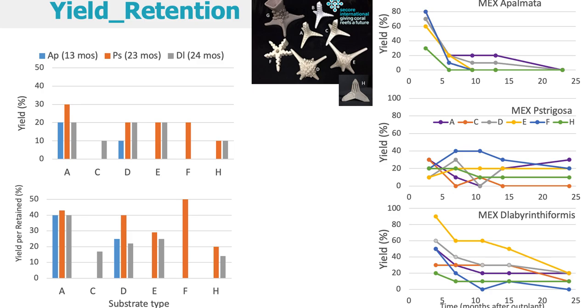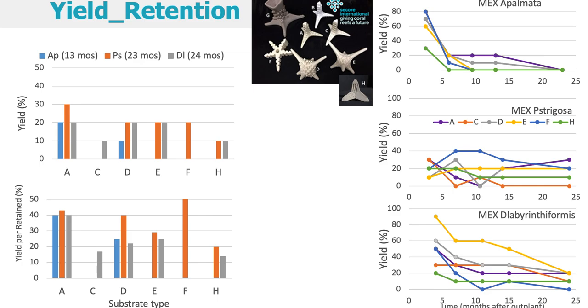Okay, now what I'm showing you, in the top panel, is the same data as in the end time point in the original graph there on the right. So it's just showing you the yield for each substrate type for 3 different species. So that's the data that I showed you already. On the bottom panel, this shows you the yield on the retained unit.